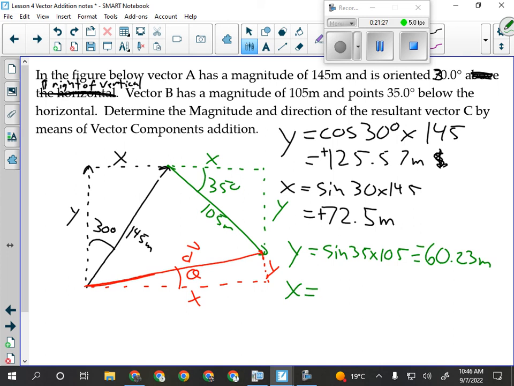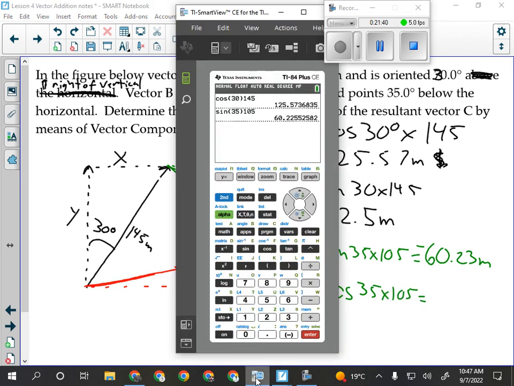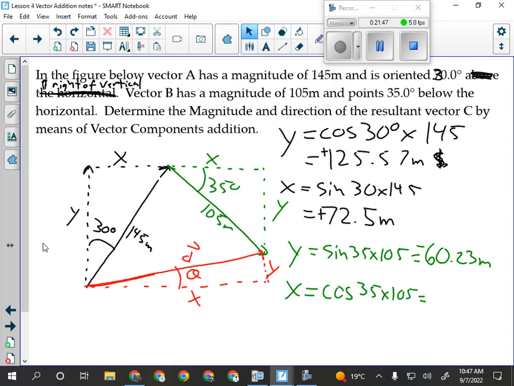Okay, x is the adjacent side, so that's going to be cos. What is that? Cos of 35 times 105. Okay, so that's 86.01 meters. Is that one positive or negative? Positive, because it's still going to the right. Okay, so I now know that green x is positive 86.